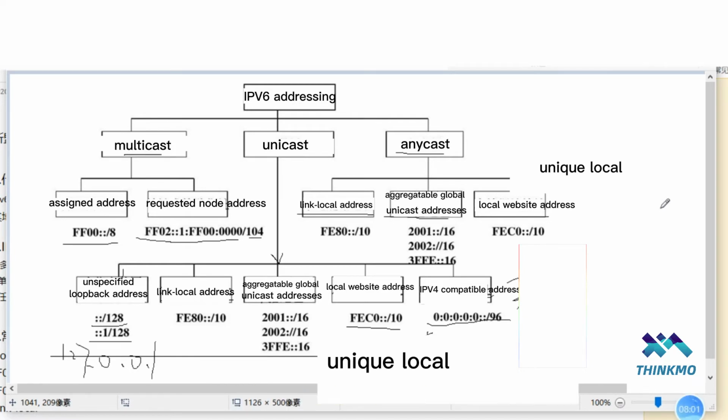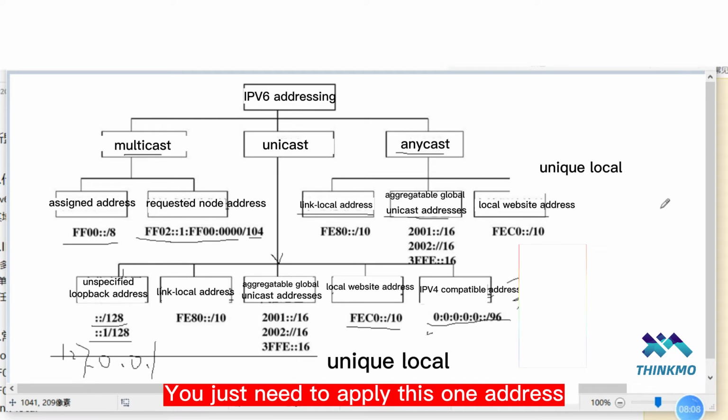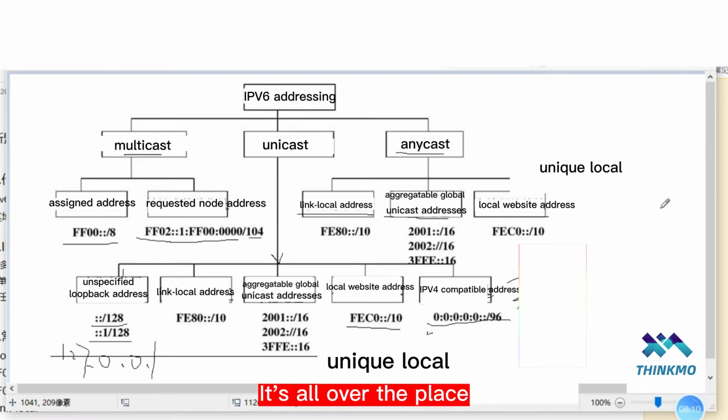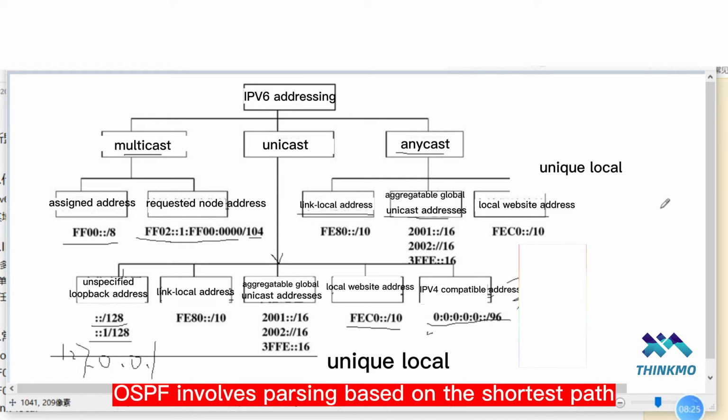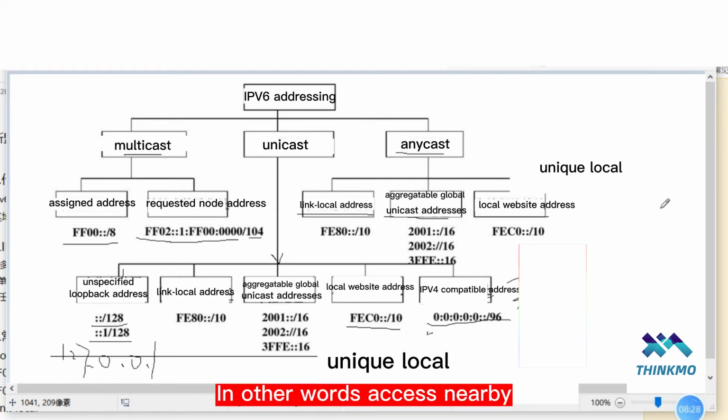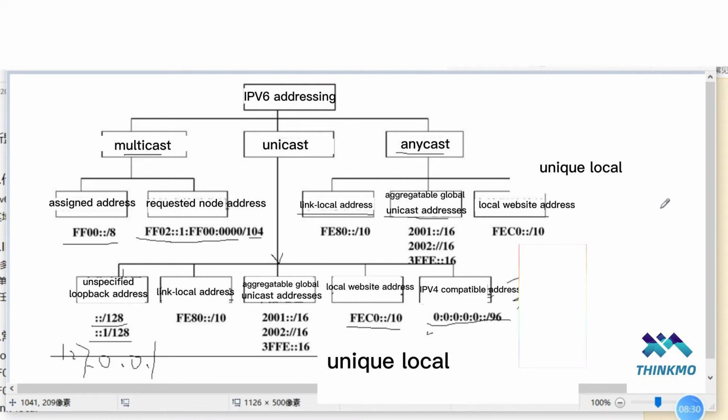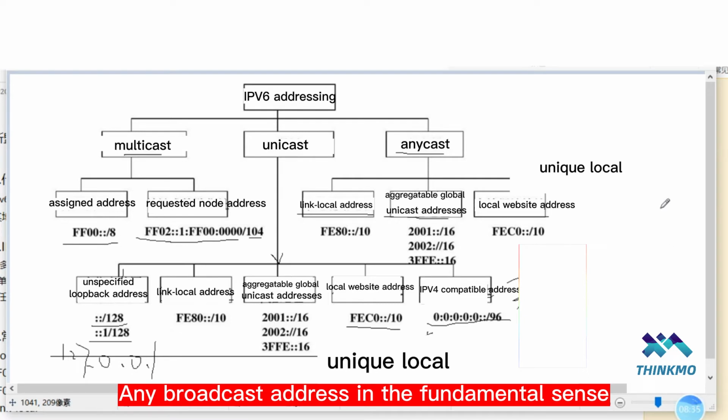In this case, an anycast address can solve this kind of problem. You just need to apply for this one address, and it's available all over the place. We've seen something like it before with dynamic routing protocols like OSPF and IS-IS. OSPF resolves based on the shortest path, in other words, access nearby, and there is no loop.